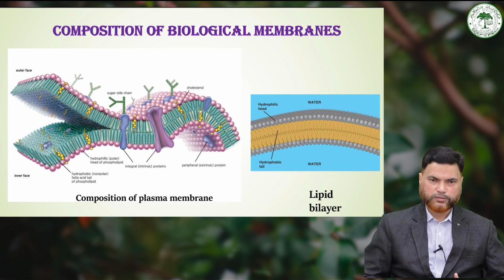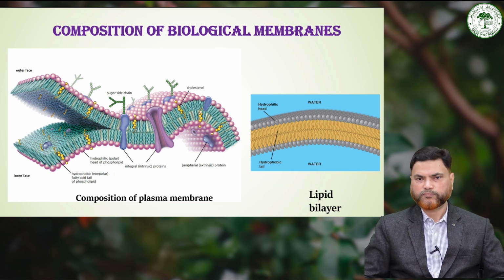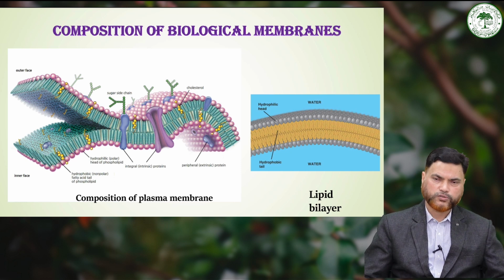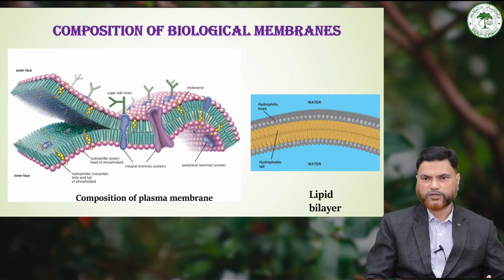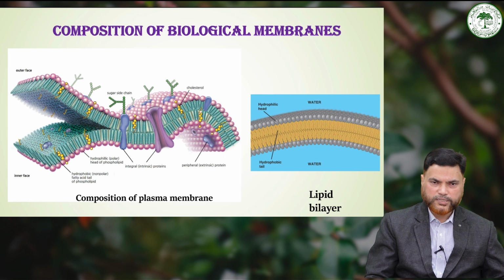So now the question arises, what is the basic composition of biological membranes or the plasma membrane? The basic principal components of the plasma membrane that work together to form a selectively permeable barrier surrounding the cell are lipids, and there are two types of lipids, phospholipids and cholesterol. Then, in addition to lipids, there are proteins and carbohydrates that are attached to some of the lipids and proteins. Now we will discuss in detail the components of the plasma membrane.